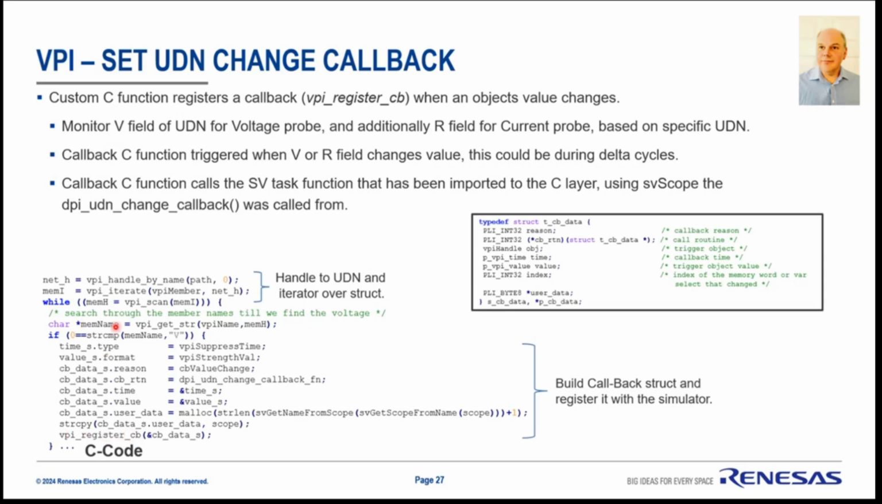So in this case here, I've basically found the V element of this UDN that's on that path there, and this callback then says whenever the V element changes, it's going to generate a callback routine, and this is the data of the callback routine. So you give it the reason, change, the callback C function it should call, and some other aspects of it. This you can pick up from some documentation.